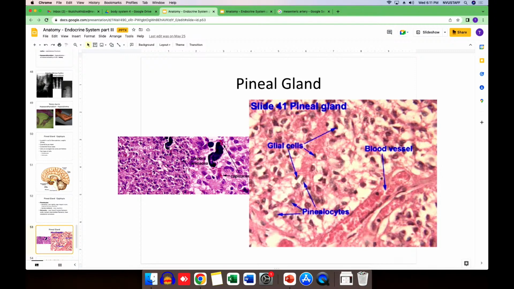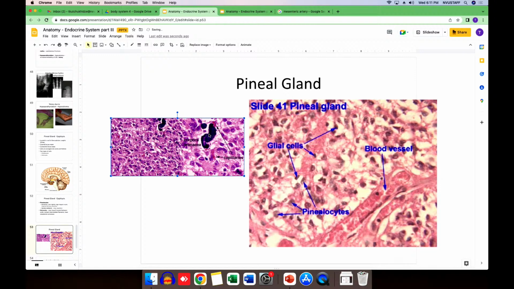So if you are seeing here, this is the histology photo of our pineal gland, and like in the brain we have normal glial cells, right? These are the normal glial cells, and these bigger ones with huge nuclei, if you catch it, are pinealocytes, and this is blood cells. And here this is a capillary, and our pinealocytes are located all here. Okay?